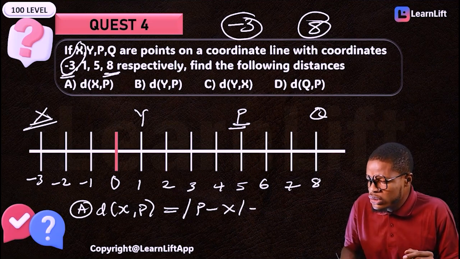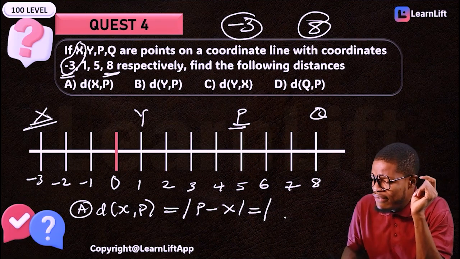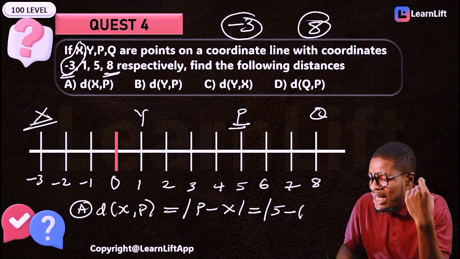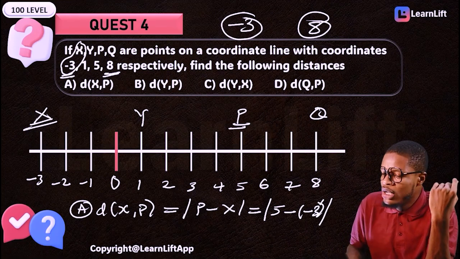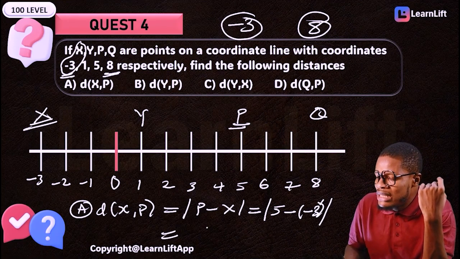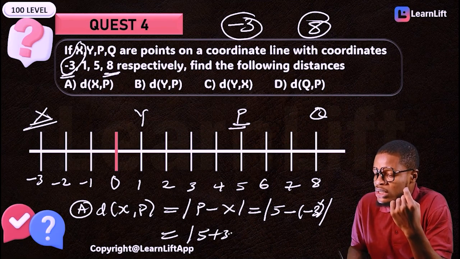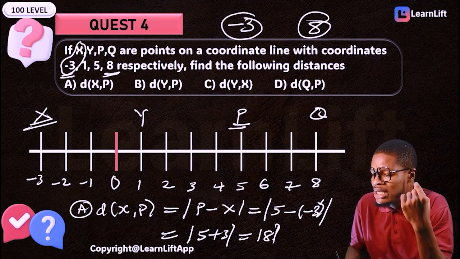And this is going to give us the absolute value of, what's our p? P is 5, right? 5 minus, what's x? X is minus 3. Then you close the bracket, then absolute value there. So what is this going to give us? That's going to be the absolute value of 5 minus -3. That's 5 plus 3. And what is the absolute value of 5 plus 3? That's going to give you the absolute value of 8. And what is the absolute value of 8?